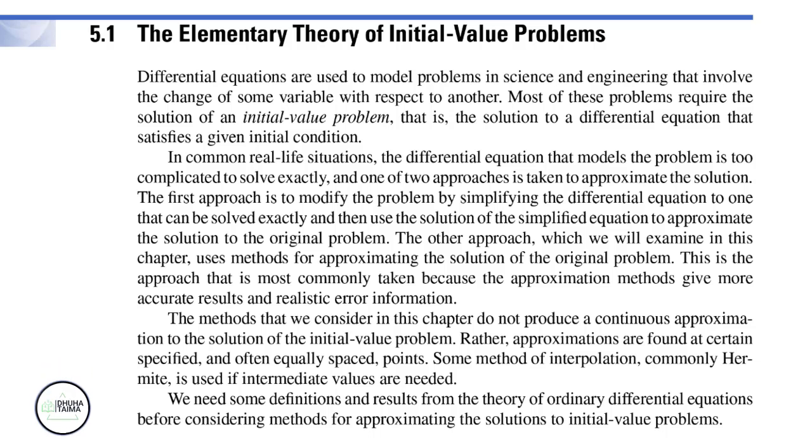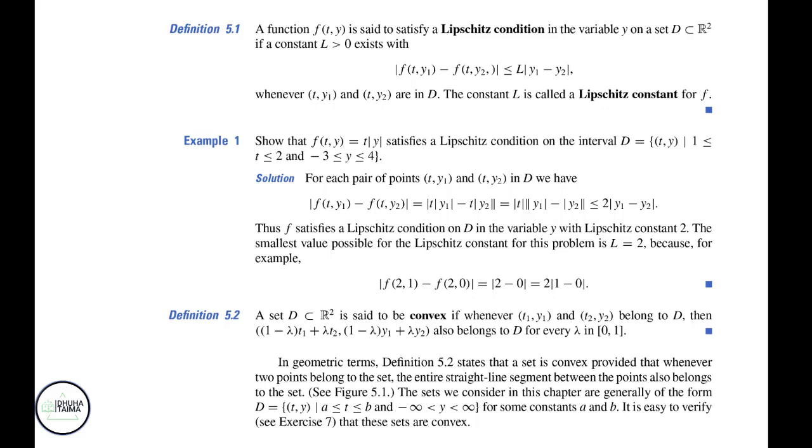to initial value problems. Definition 5.1. A function f(t, y) is said to satisfy a Lipschitz condition in the variable y on a set D ⊂ R² if a constant L > 0 exists with |f(t, y1) − f(t, y2)| ≤ L|y1 − y2|, whenever (t, y1) and (t, y2) are in D. The constant L is called a Lipschitz constant for f.